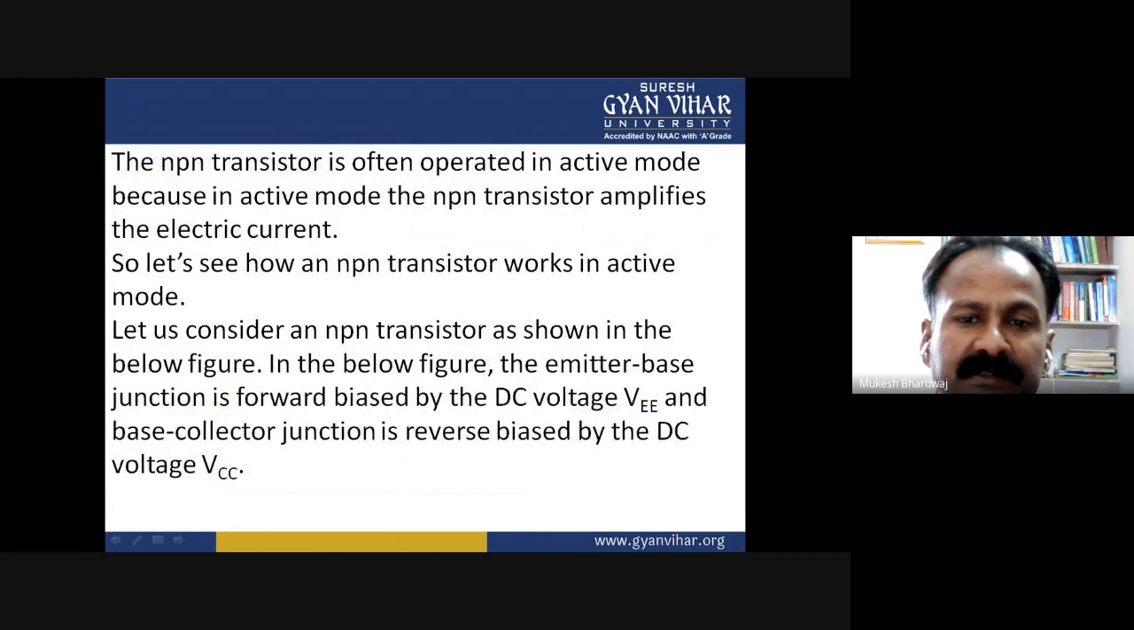The NPN transistor is often operated in active mode because in active mode, the NPN transistor amplifies the electric current. So let's see how an NPN transistor works in active mode. Let us consider an NPN transistor shown in the figure below. In the figure below, the emitter base junction is forward biased by the DC voltage VEE, and the base collector junction is reverse biased by the DC voltage VCC.